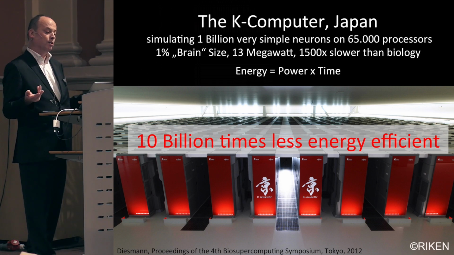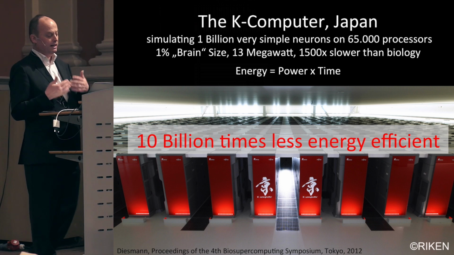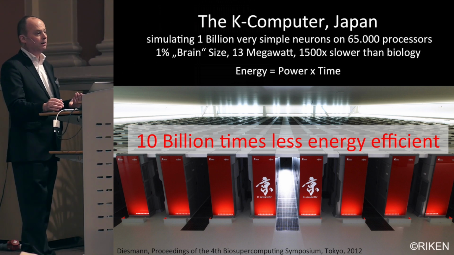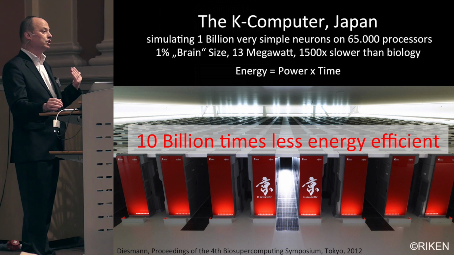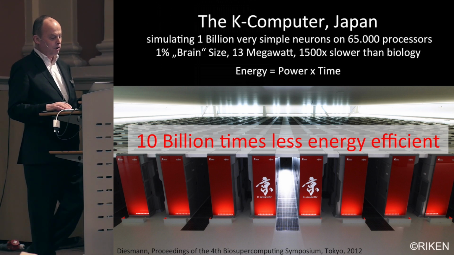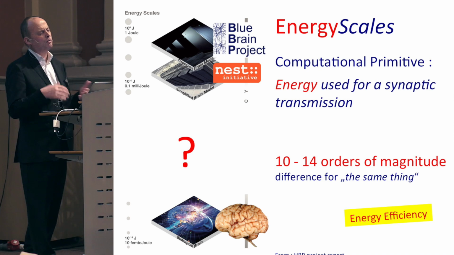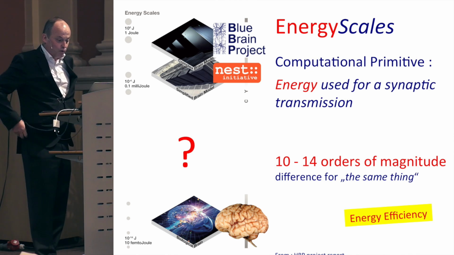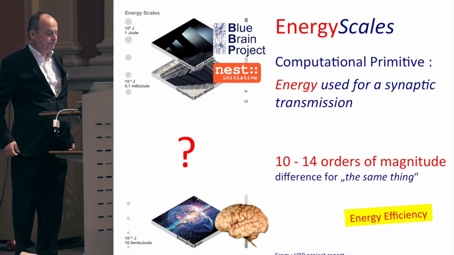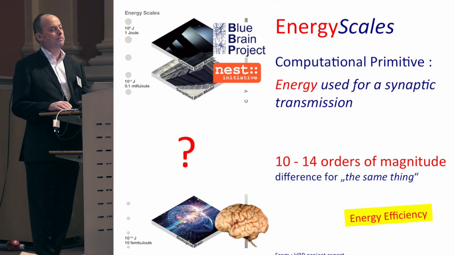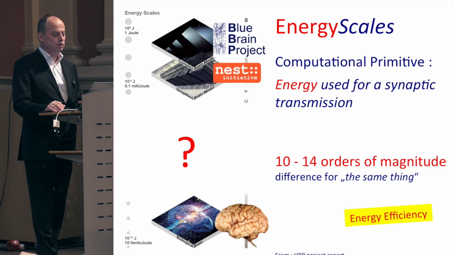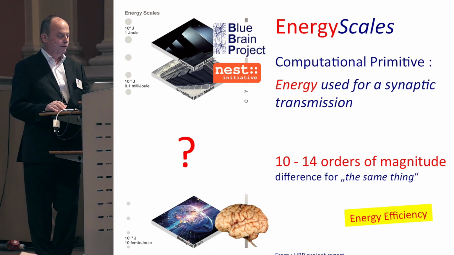Because what you pay, you all know that, is not power. What you pay is energy. Energy is power times time. And so there is a factor of 10 billion in efficiency, if you want to call that efficiency, between the computer and the biological system. Energy, of course, is always good if you normalize it to a computational task. And what I do here is I normalize it to the energy used for synaptic transmission. Okay, you can also normalize it to action potentials or to a certain number of firings or whatever.